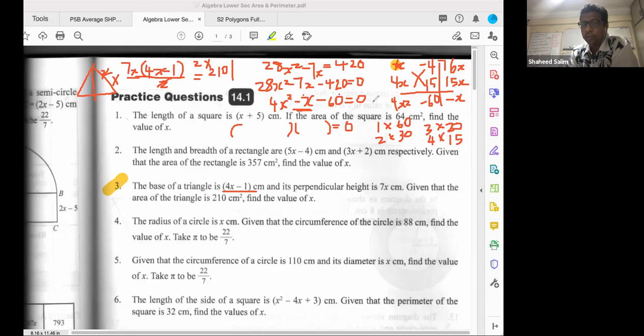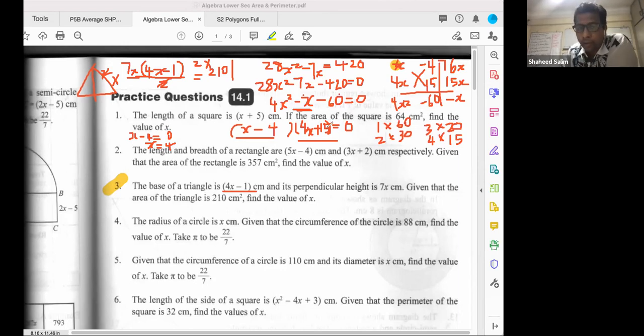Equals to 0 what? x minus 4 equals to 0, or 4x plus 15 equals to 0. Okay, I'm only going to show you one more step. So either this one equals to 0 or this one equals 0. See, x minus 4 equals to 0, what happens? I bring the minus 4 over that side, I get a value of x, which is 4. x equals to 4. Can see? I bring minus 4 over, I get 4.